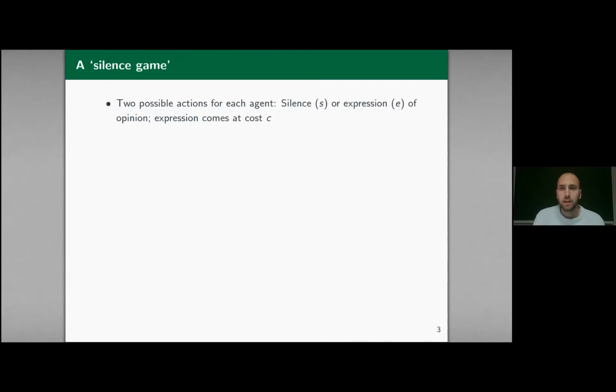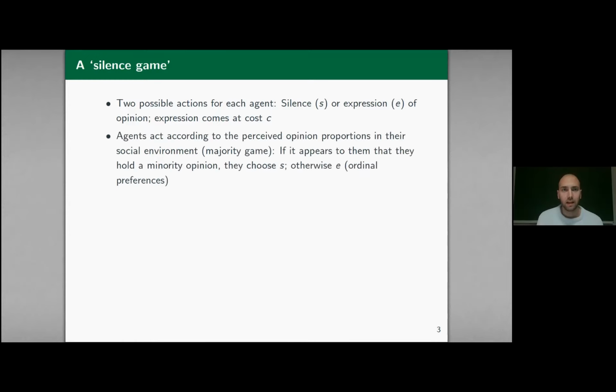And on this network structure, we then define a so-called silence game. So there are simply two possible actions for each agent: silence or the expression of opinion. And expression comes at a certain cost, C. You may think here of the effort of typing in a reply on social media or joining a demonstration. And then agents act according to the perceived opinion proportions in their opinion environment. So if it appears to them that they hold a minority opinion, they will choose silence. And otherwise, if also the costs are accounted for by this majority, they might choose opinion expression.